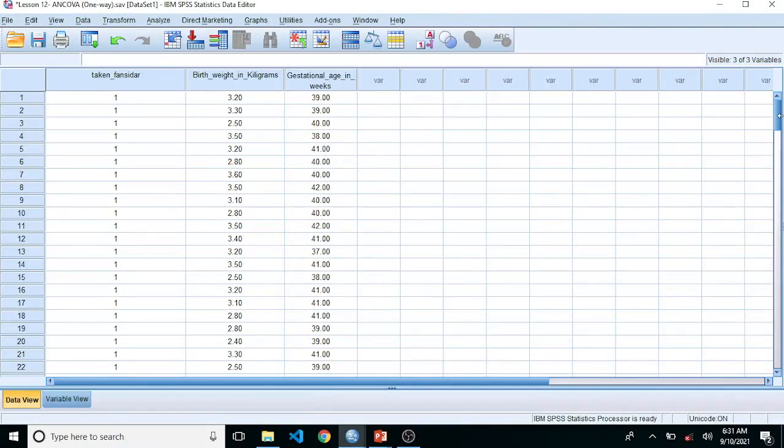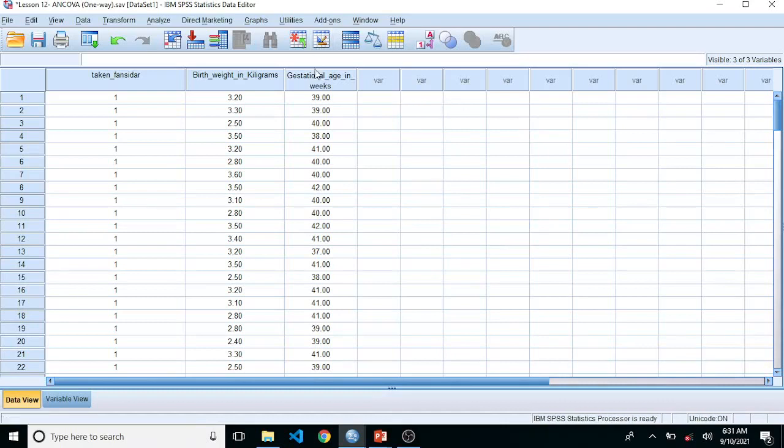Homogeneity of variance, we will see that when running the ANCOVA itself. Then we have the next assumption. The covariate should be linearly related to the dependent variable at each level of the independent variable.